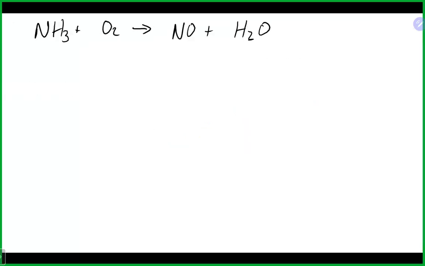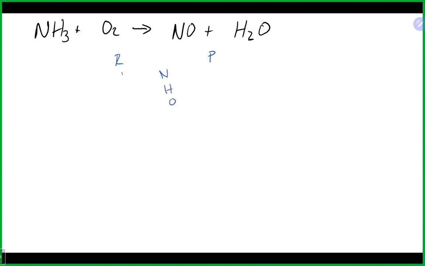Yeah, let's try this one here, balance this one up, see what you come up with. Okay, so let's take a look at this one here. So once again, I'm gonna make a table. We got reactant side, product side. We have nitrogen, hydrogen, and oxygen.